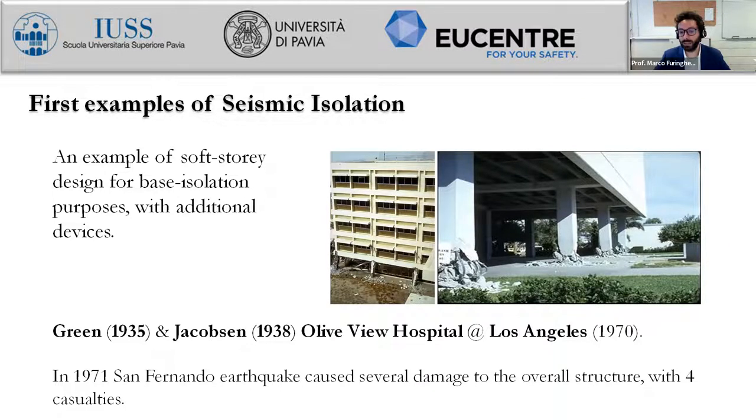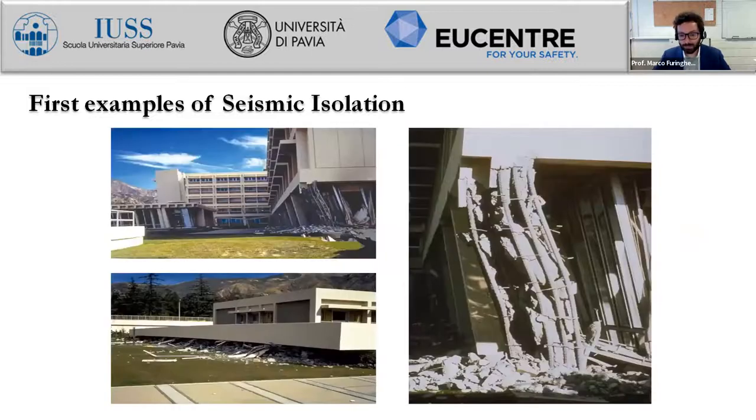And after this application, there was a very famous earthquake in 1971, the San Fernando earthquake, which caused several damage to the overall building and also four casualties. So this leads to evidence that this particular technology and strategy for seismic isolation doesn't work so well. And there are other obvious consequences of soft stories.